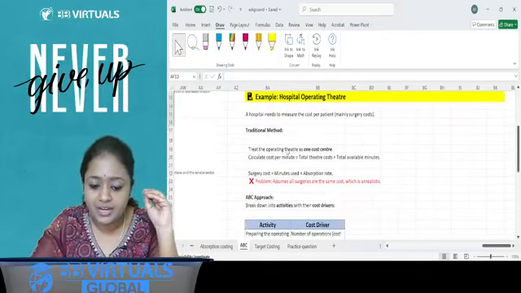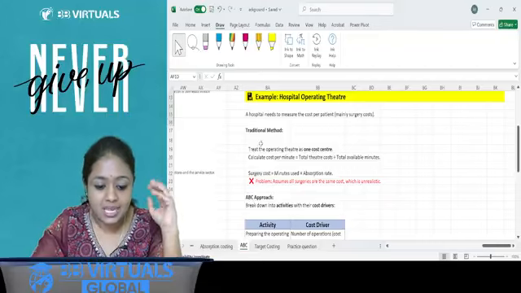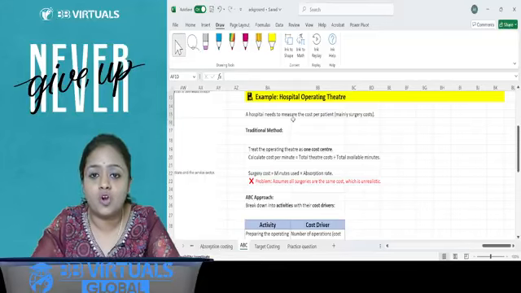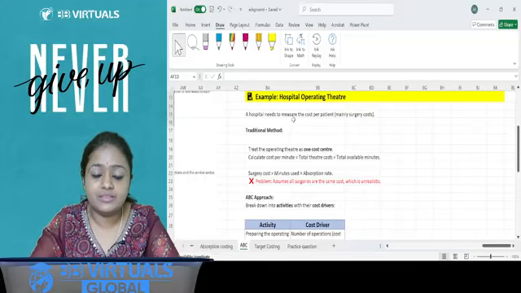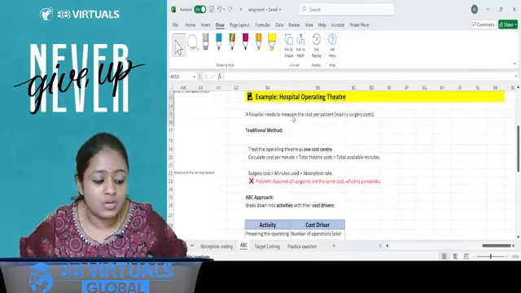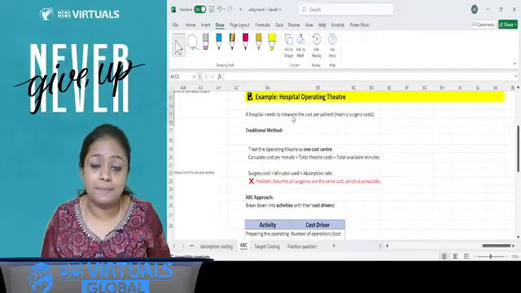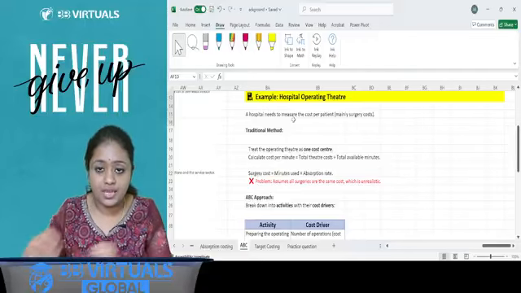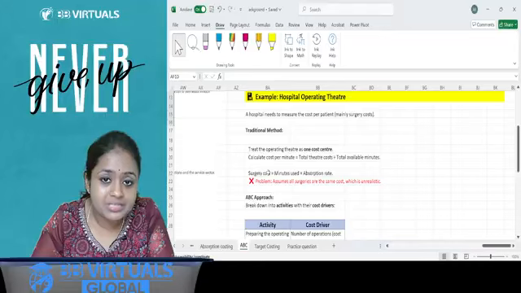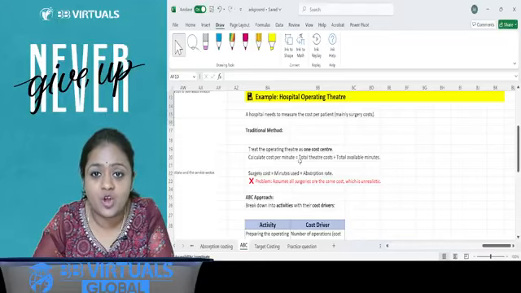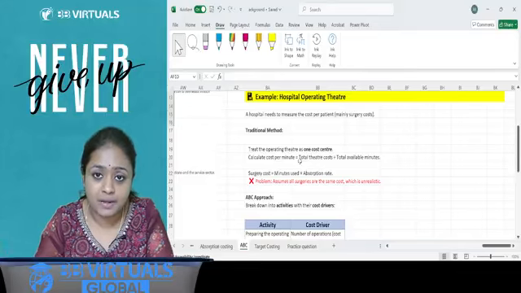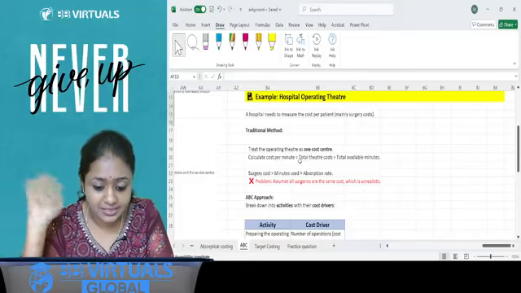Okay, now I have given a quick example. Let's have a look at it. A hospital needs to measure the cost per patient. That is generally the surgery cost, that is, what is their cost as a hospital for the surgery which is taking place per patient. Now here, let's treat the operation theater as one cost center, and there are 6 operation theaters. There will be 6 cost centers.